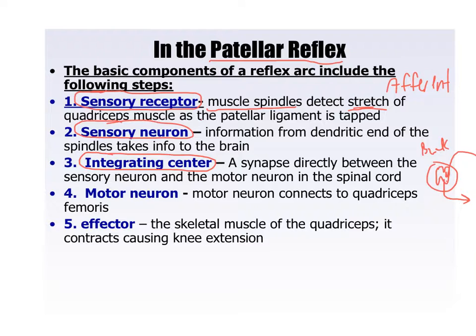Remember, a bundle of cell bodies outside of the central nervous system, that's called a ganglion. So that would be the dorsal root ganglion, right there on my little crude drawing.